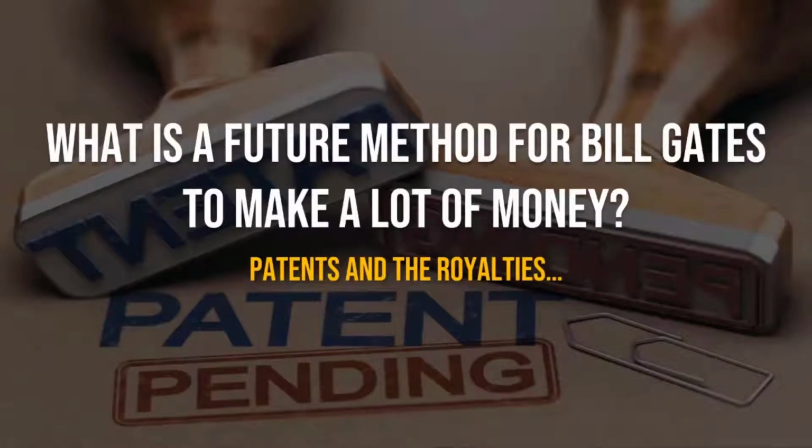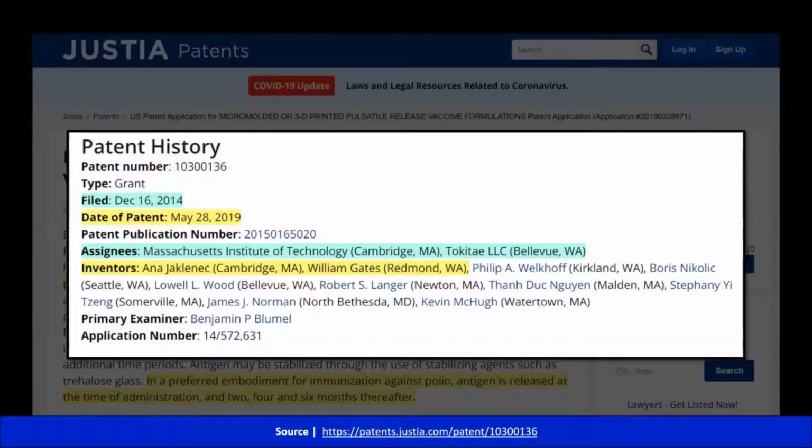So what is a future method for Bill Gates to make a lot of money? Patents and the royalties. We already saw that with the NIH. We saw that with the CDC. So let's take a look at the patents. Bill Gates doesn't go by Bill Gates when he makes patents. He goes by William Gates. And I'll prove to you that William Gates in Redmond, Washington is Bill Gates.